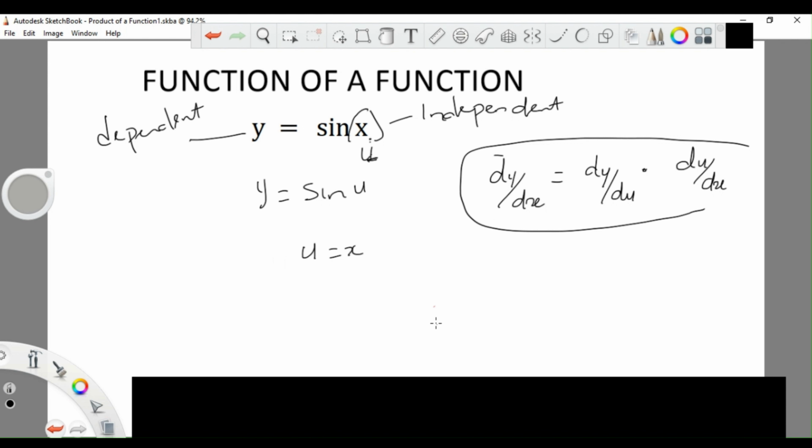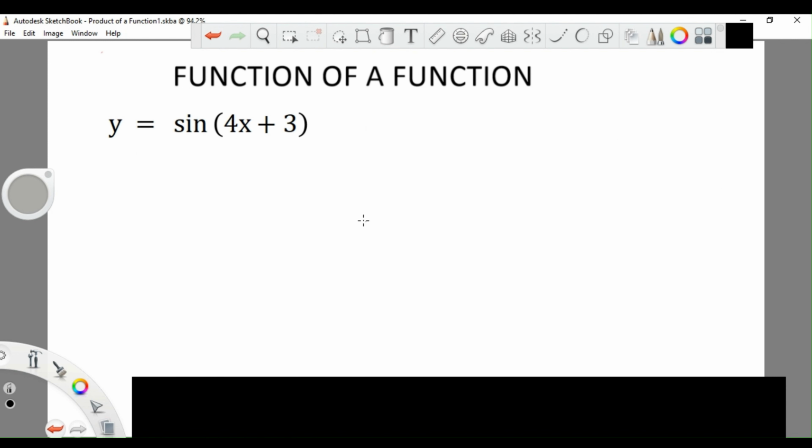So let's look at some examples. Here we're asked to differentiate y equal to sine (4x + 3). Remember, this is the independent variable because you have the x there. So first thing first, we call this independent variable u. So we have u becomes what? 4x + 3. Now, our y is now sine u. All right. So let's differentiate u with respect to x. That gives us du/dx.